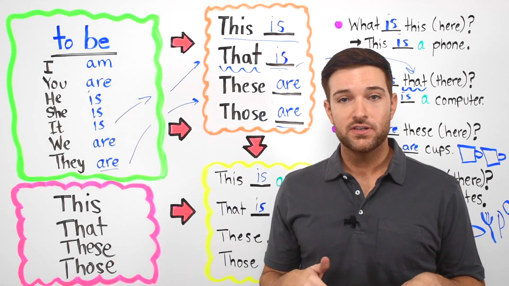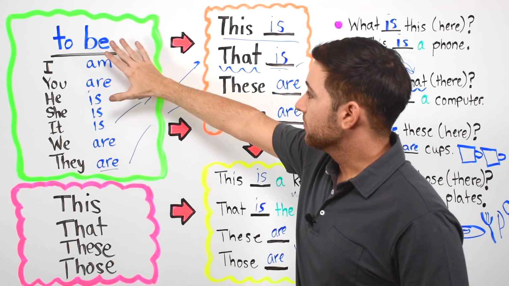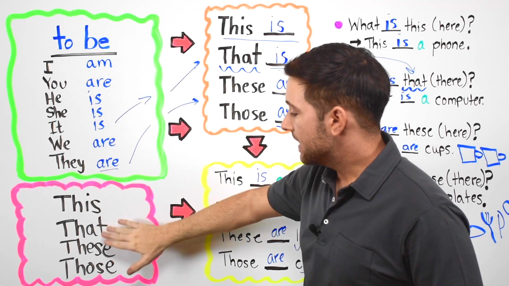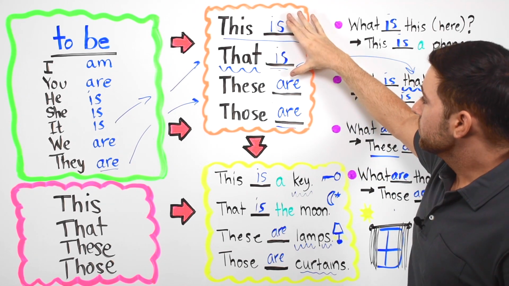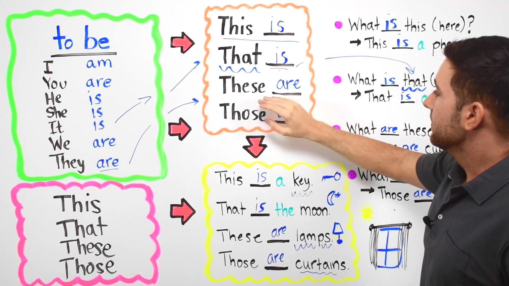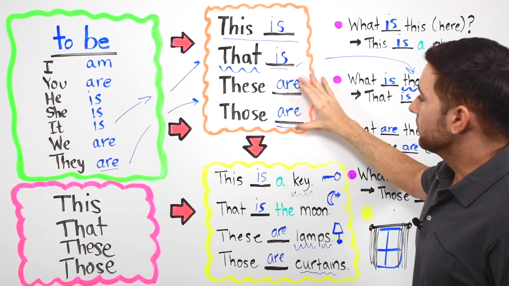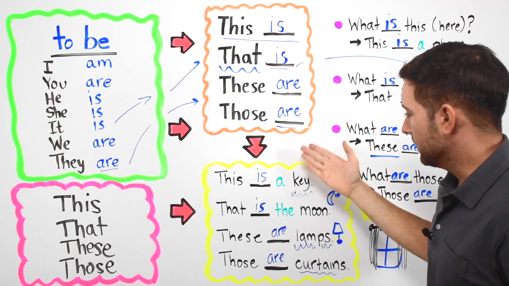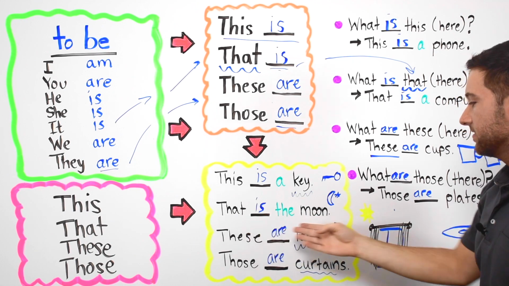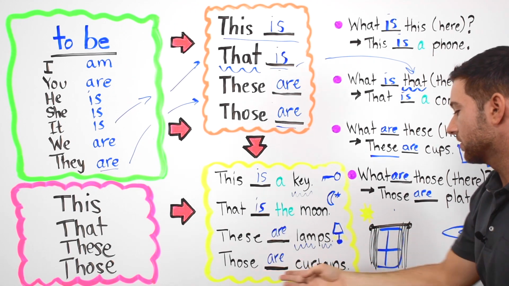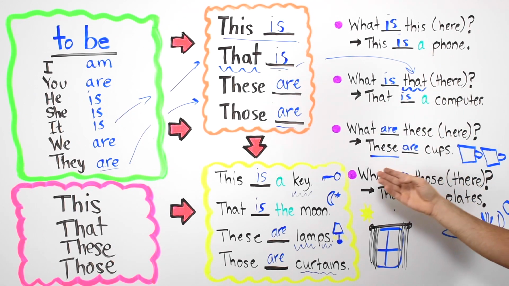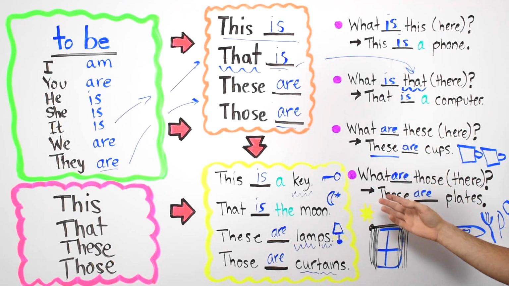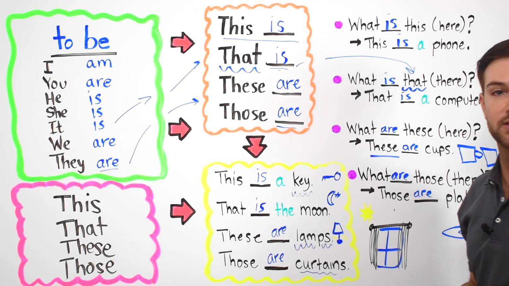This is lesson number 3, and as you can see, we have the verb to be, this, that, these, and those. Conjugate it in the 3rd person singular, this is, that is. Then we have the 3rd person plural, these are, those are. We have our examples, this is a key, that is the moon. These are lamps, those are curtains. What is this? This is a phone. What is that? That is a computer. What are these? These are cups. What are those? Those are plates.